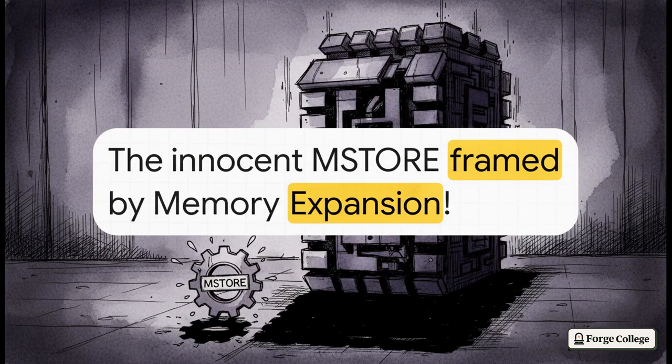Our third suspect is dynamic memory growth. And honestly, this is a classic frame job. A completely innocent STORE gets blamed for a revert. You look at the trace and you're thinking, why did STORE fail? It's so cheap. But the actual culprit was a massive memory expansion gas spike right before it.